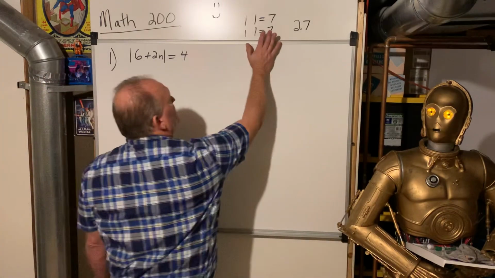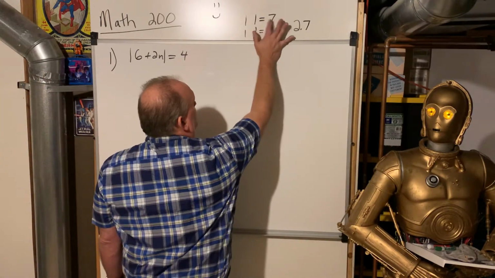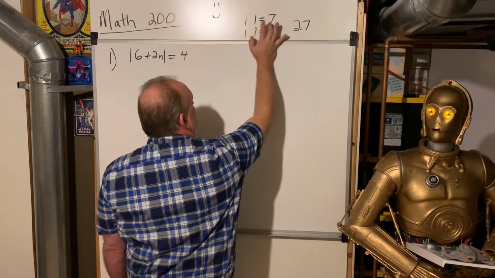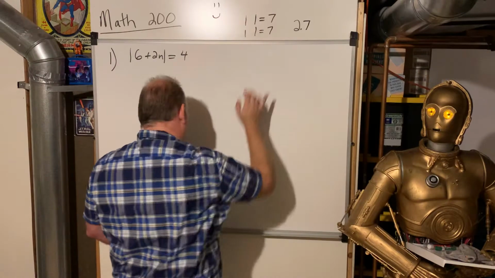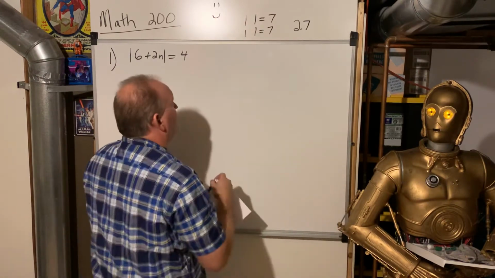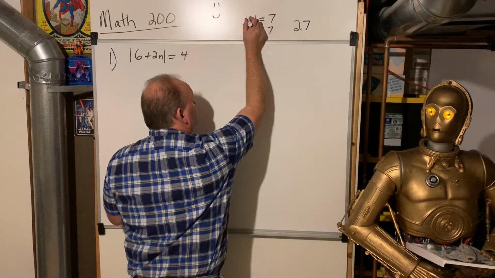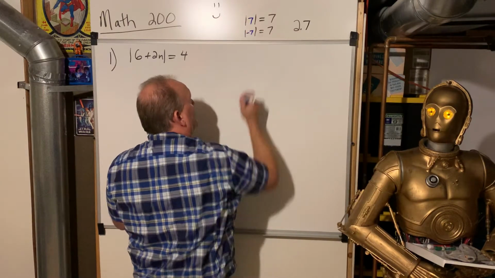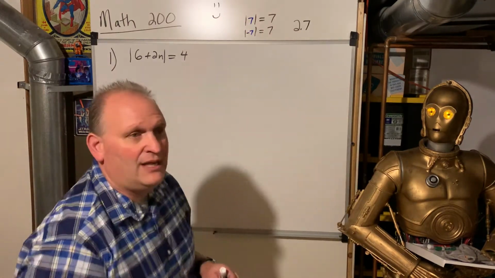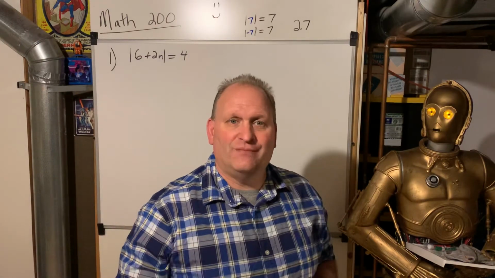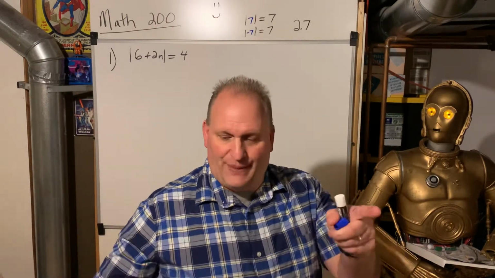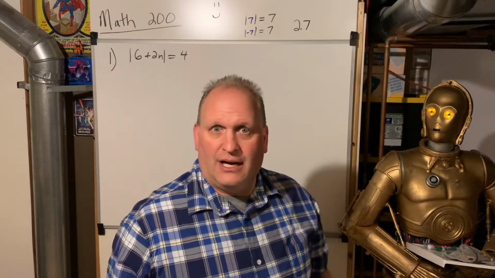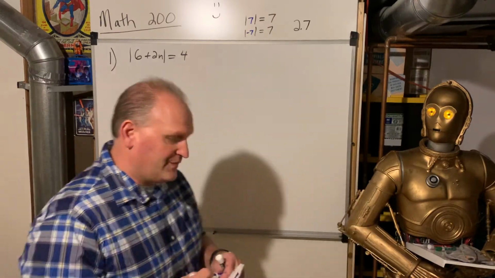So let's look back up here. What can produce this as an answer? The absolute value of what gives you 7? There's two answers. One of them is 7, because the absolute value of 7 is 7. Also -7, because the absolute value of -7 is 7. It's the distance from zero on a number line. So the positive and the negative of each are the same distance from zero.